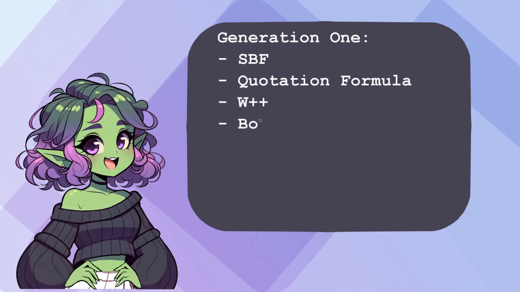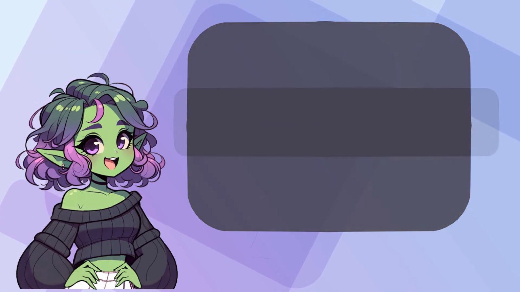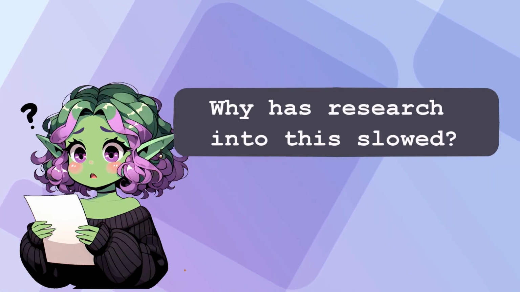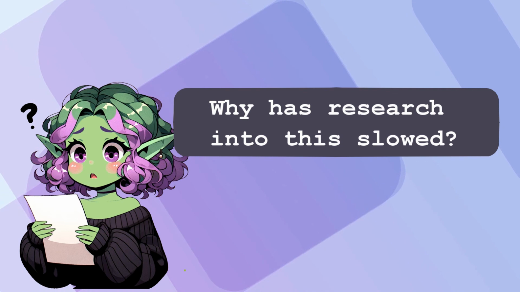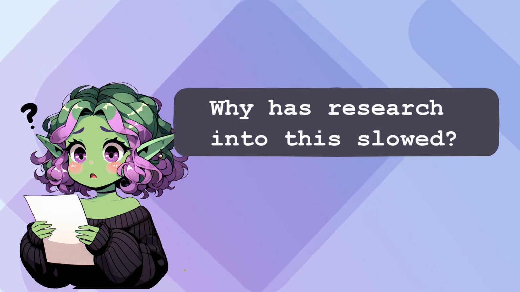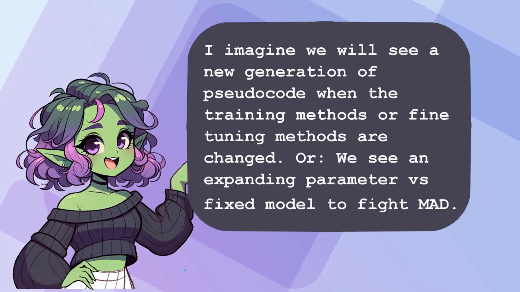Now let's talk generations. We've got Gen 1, which includes formats like SBF or square bracket formula, quotation formula, W++, Boo style, guidance, and LML. These are mostly descriptive. Think of them as the narrated instructions for assembling a piece of IKEA furniture. Interestingly, research into Gen 2 pseudocode has stagnated. I think this has a lot to do with folks taking a focus on restyling Gen 1 formats as opposed to researching newer formats. Upcoming models like GPT-5, Q-Star, Strawberry, or whatever the heck we're gonna call it now, might actually push us into a new format or generation of pseudocode altogether.